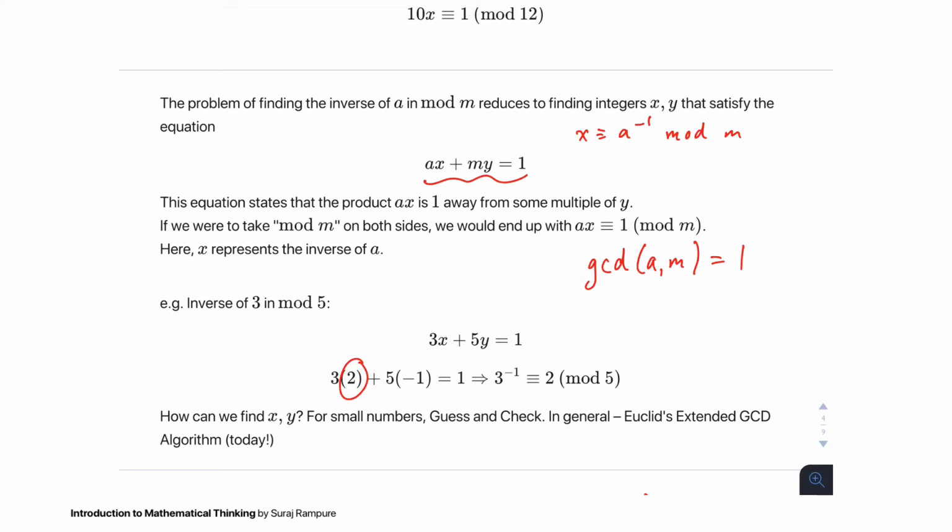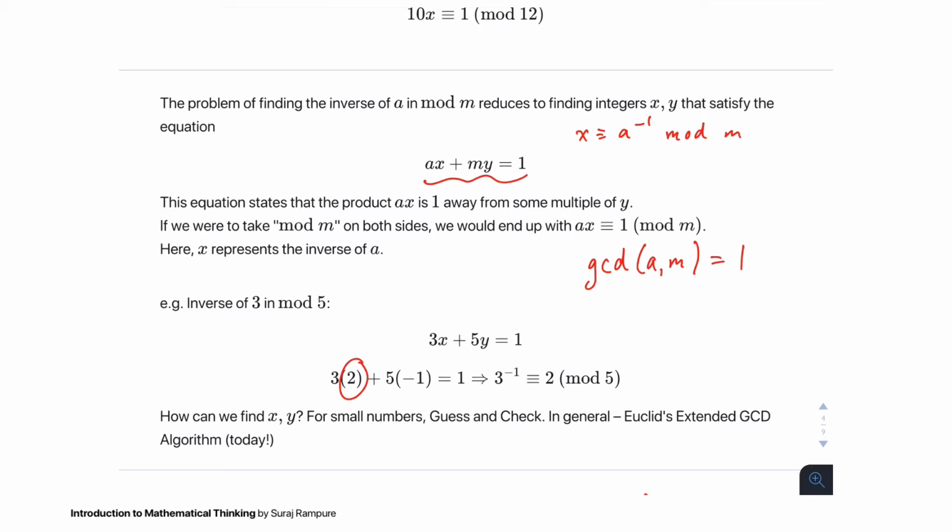Yes? What is y supposed to represent? So when we're trying to find solutions to the equation, ax is equivalent to 1 modulo m, right? So y is just the multiplier on m. I guess you can say y tells you what factor of m a times x is 1 away from, if that makes sense, right?